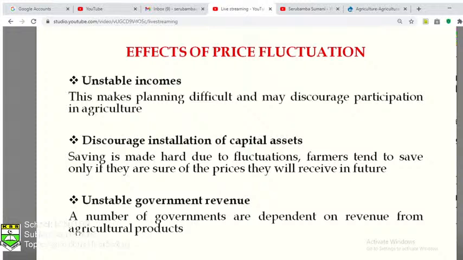Effect number two, they discourage installation of capital assets. Now, capital assets are assets that can be used to produce other products on a farm. If prices are unstable, farmers fear. For example, maybe I had my money and wanted to set up a factory. But I can't, because I'm not sure of how much the product I'm going to process is going to offer me. Why would I invest my money in something that I'm not sure about?